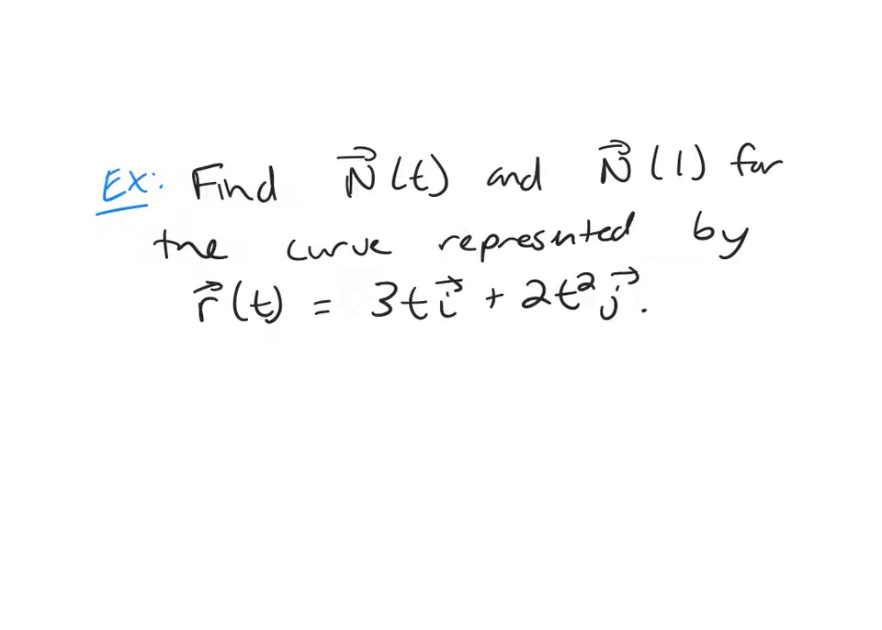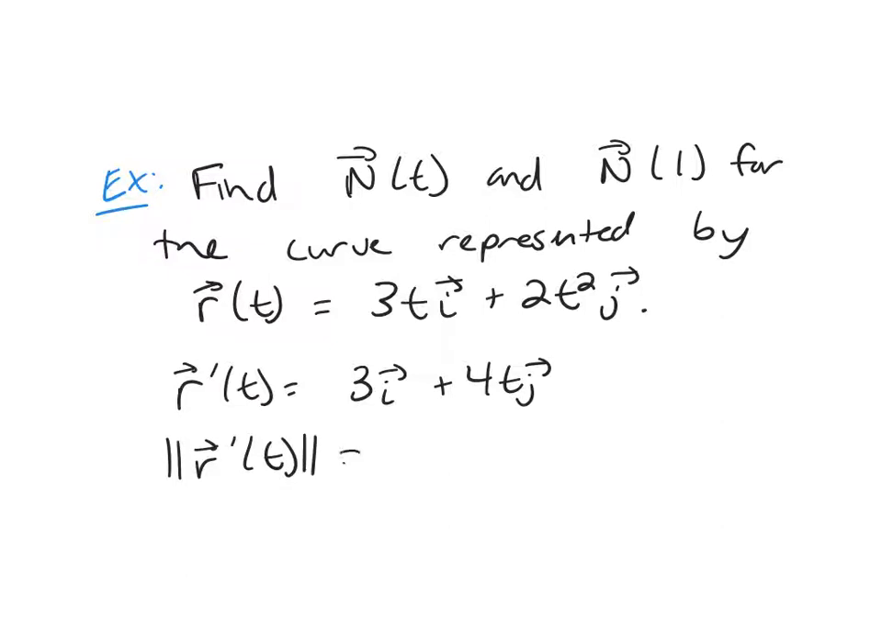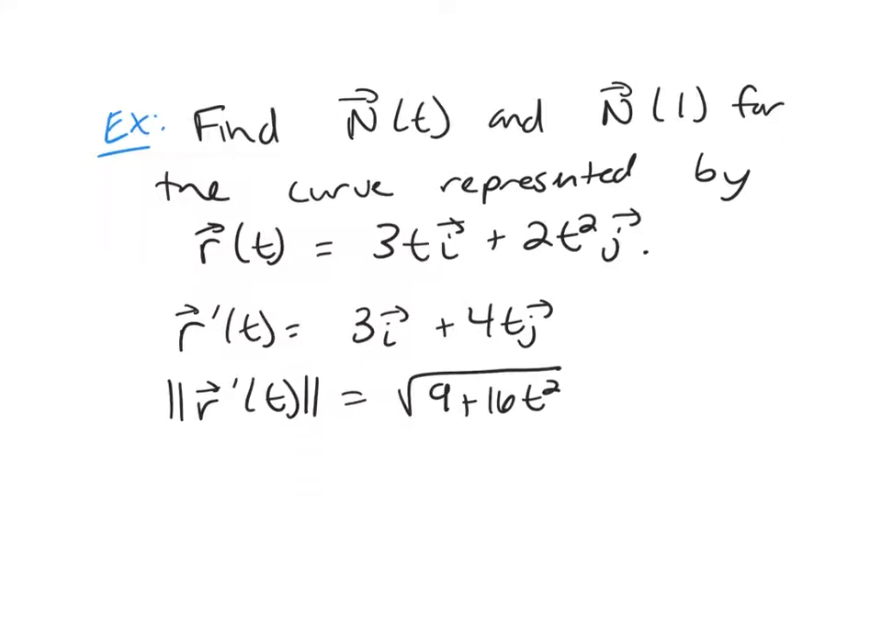So we're going to start by finding our unit tangent vector. So I've got to take the derivative of this function. I'll get 3i plus 4t j. And I'm also going to need the magnitude of this vector. It would be the square root of 9 plus 16t squared. And now that I have those, I can find my vector T.